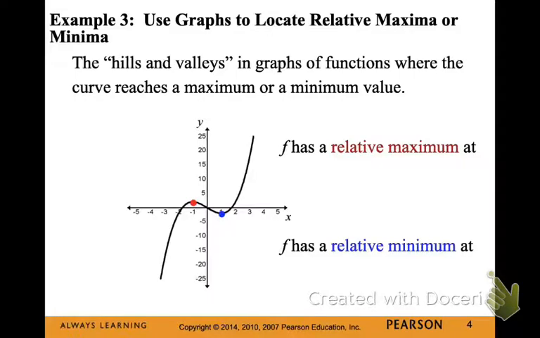Example 3, we're going to talk about and locate relative maxima or minima. These are the hills and valleys in graphs of functions where the curve reaches a maximum or a minimum value. So we can see that this has a point, a curve, above where x is -1, that is a little hill, and then a point below where x is +1, that is a little valley. So we say that this graph has a relative maximum where x equals -1, and a relative minimum where x is +1.